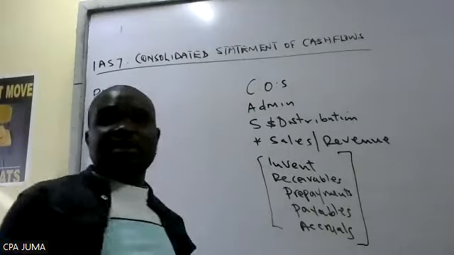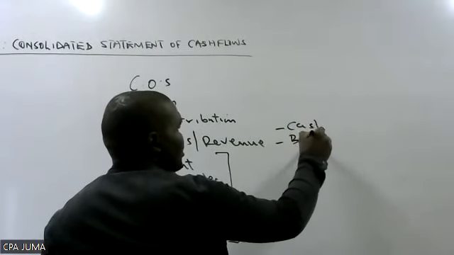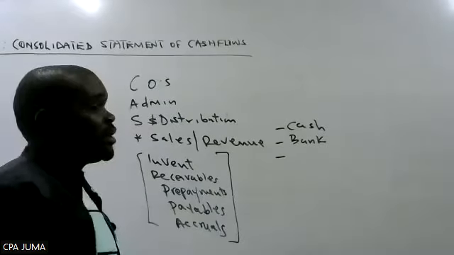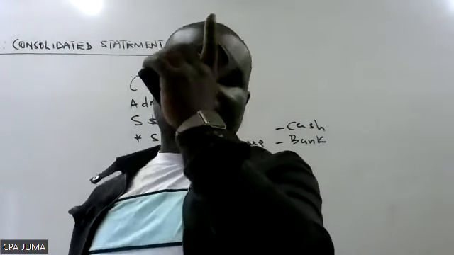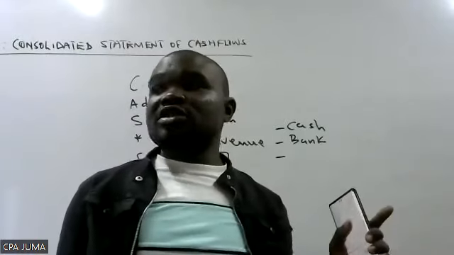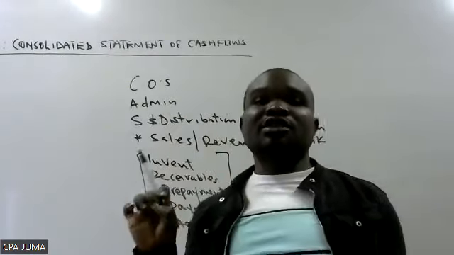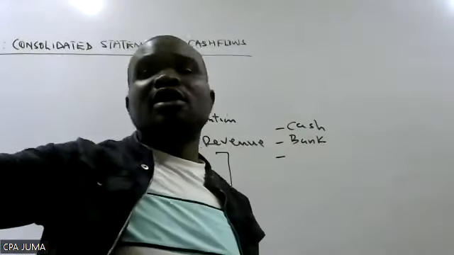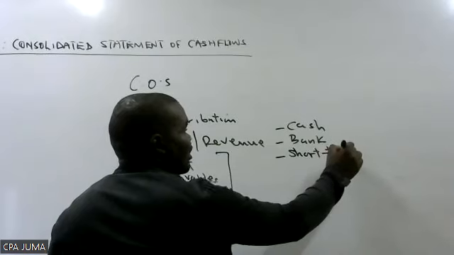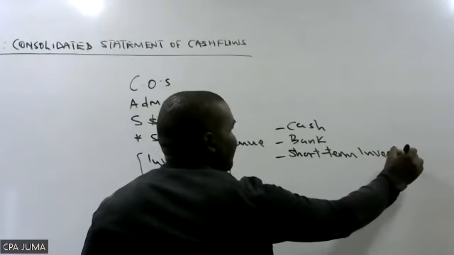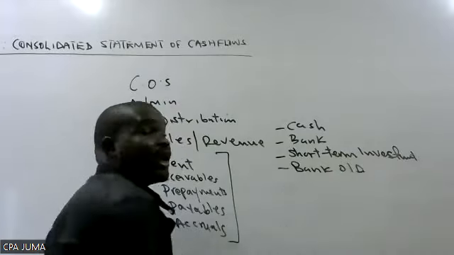So what are cash and cash equivalents? Cash and cash equivalents represent cash itself, bank, and any highly liquid investment. Investment, without any further explanation, should be long term. So in the question, if you find investment appearing under current assets, then that is a cash equivalent. It means it's highly liquid. It's an investment which can be disposed of, can be sold anytime. So any current investment is cash and cash equivalent, then bank overdraft, bank OD, which is treated as negative cash equivalent.